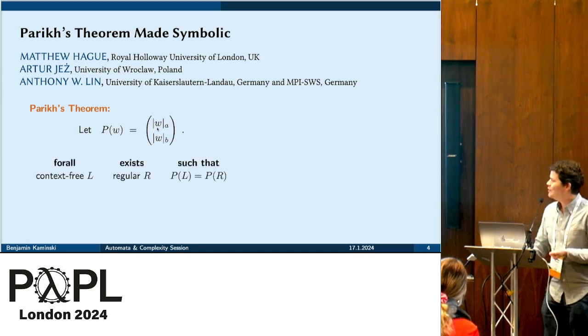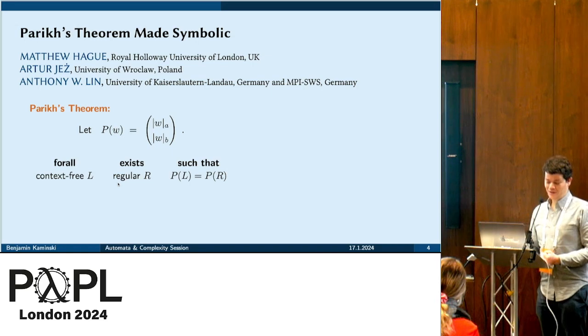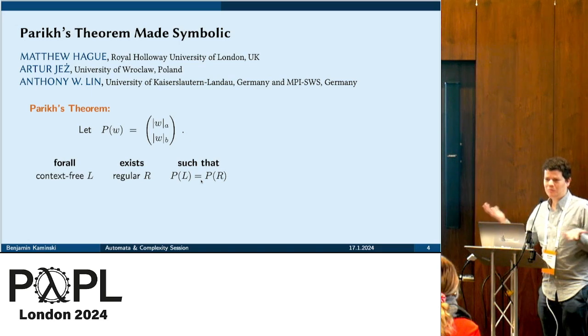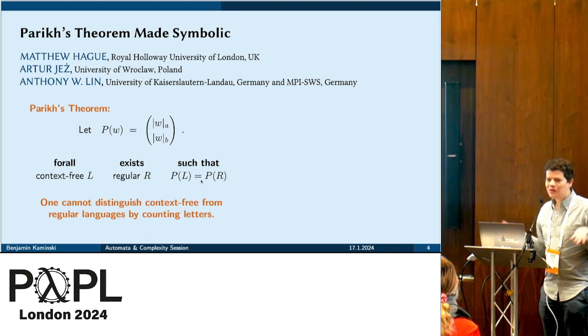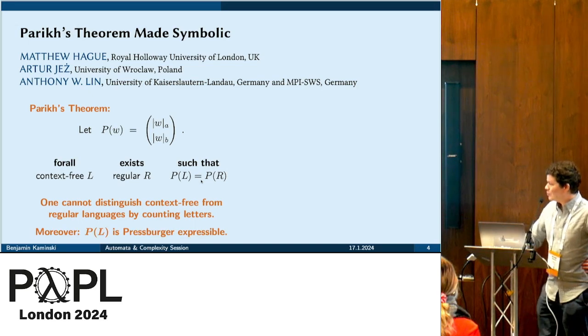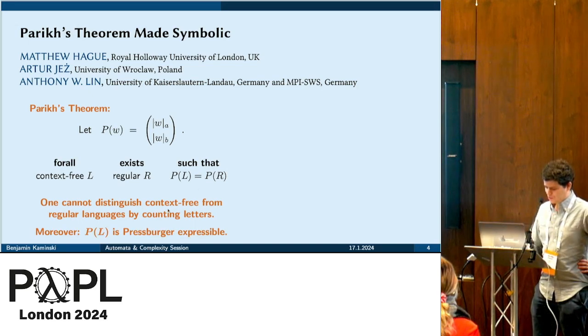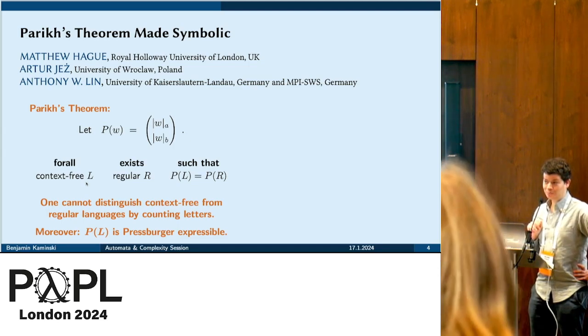And now the Parikh theorem will tell you for every context-free language L, there exists also a regular language R, such that these are basically the same under this counting thing, which is quite remarkable. And this kind of means that by counting letters, you cannot distinguish regular from context-free languages. And moreover, this theorem also tells you that this counting thing from this context-free language and also from every regular language is expressible in Presburger arithmetic.